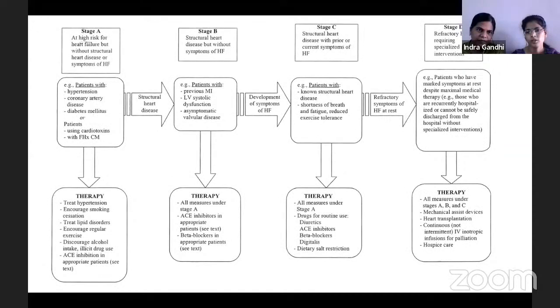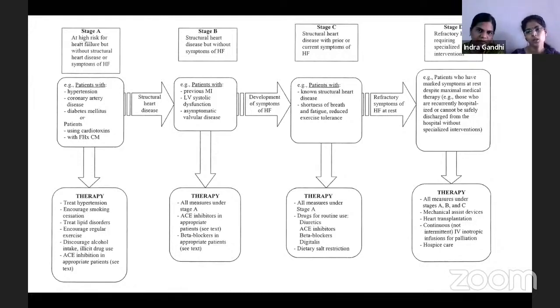There are four stages. Stage A, patients who are at high risk for heart failure but without structural heart disease or symptoms of heart failure. Patients with risk factors come under this, and the treatment is to reduce the risk factors, like weight reduction, cessation of smoking, reducing salt intake, and controlled treatment for hypertension. In stage B, patients have structural heart disease but without symptoms of heart failure, that is, CAD with LV dysfunction or asymptomatic heart disease. The treatment is stage A treatment plus we start ACE inhibitors or beta blockers as appropriate.